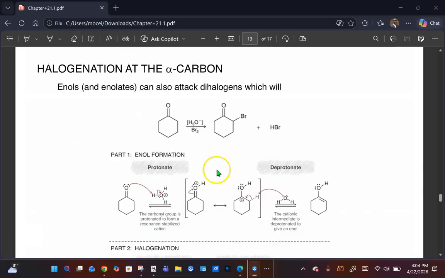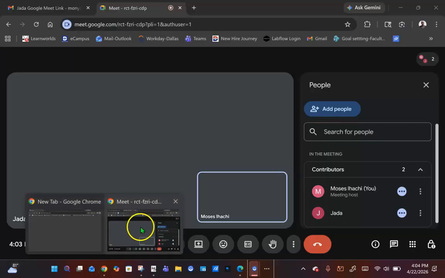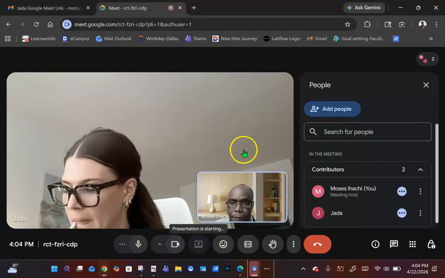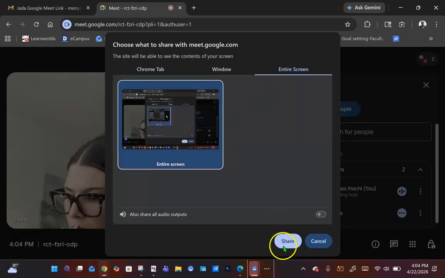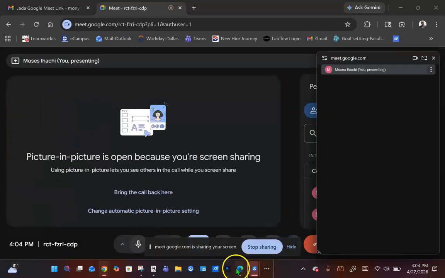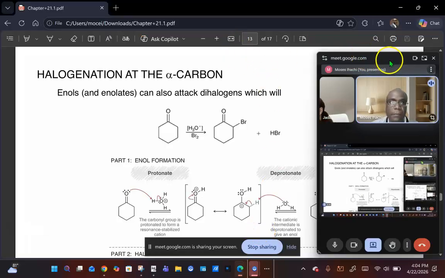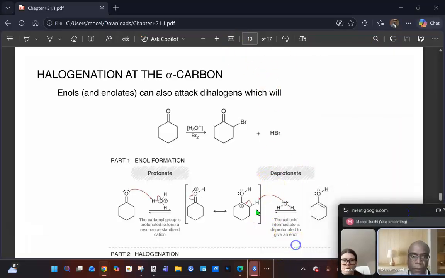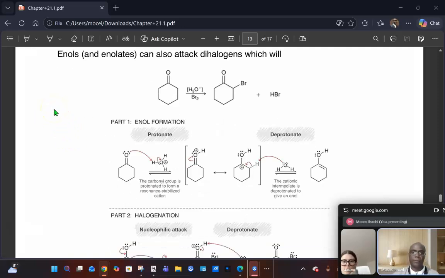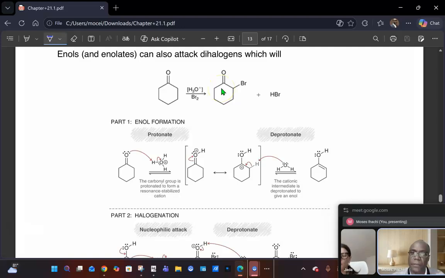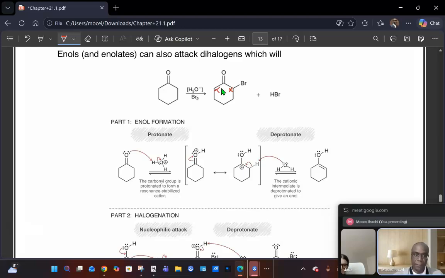So we stopped at chapter 13 on the graph, and now we are talking about halogenation. I told you that most likely you want to use the enolate rather than the carbanion, or the enol. So if you want to brominate the alpha carbon, you most likely want to use acidic conditions. Can you see the screen? So you would use the acidic conditions.